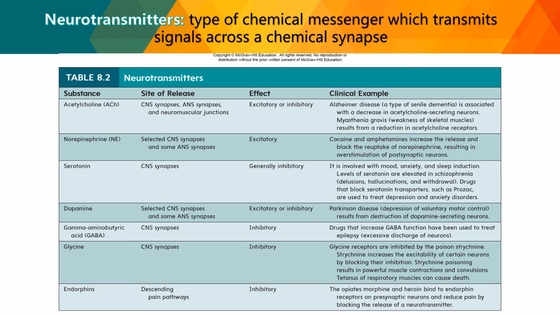So you have here your acetylcholine, and you see here the site of release, like in your CNS synapses, ANS synapses, and the neuromuscular junction. Its effect is excitatory or inhibitory, and some clinical examples have been provided here, like if you have problems with acetylcholine production, you can develop Alzheimer's disease. So please read up on this table and make sure to be familiarized with the clinical examples that can cause the diseases regarding the neurotransmitters that have been provided in this table.